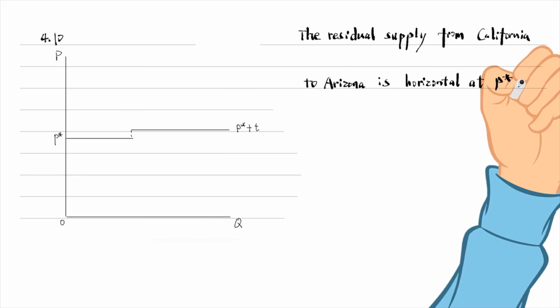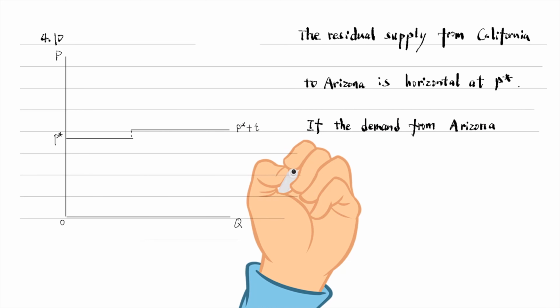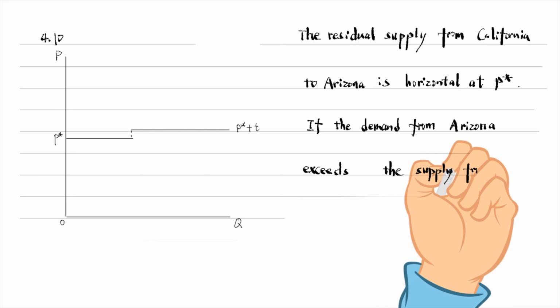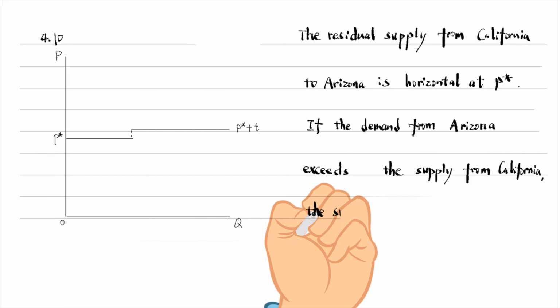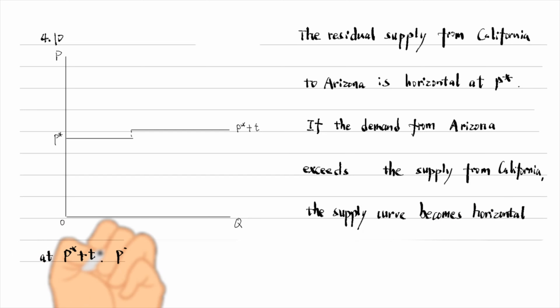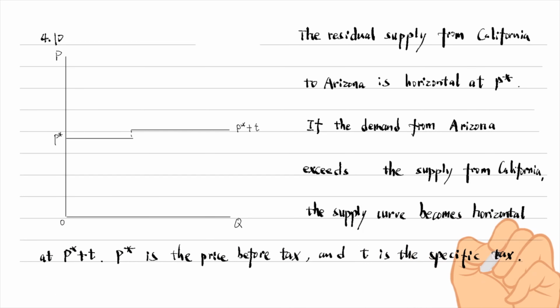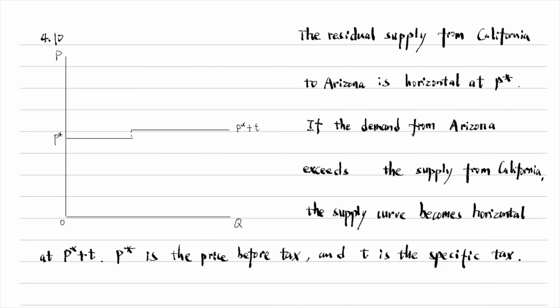If the demand from Arizona exceeds the supply from California, the supply curve in Arizona becomes horizontal at P star plus T for the rest of the quantity. They are supplied by the local firms. P star is the price before tax, and T is the specific tax.